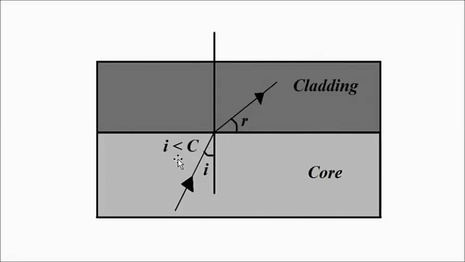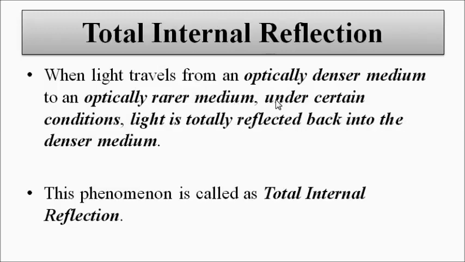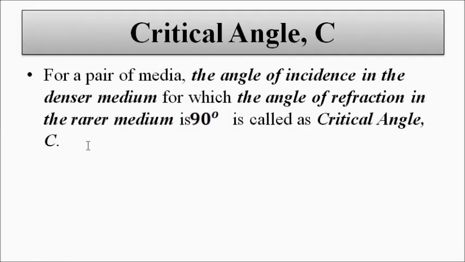Now this C is what is called the critical angle. Under certain conditions is where this critical angle comes into play. So critical angle is basically the angle of incidence in the denser medium for which the angle of refraction in the rarer medium is 90 degrees.